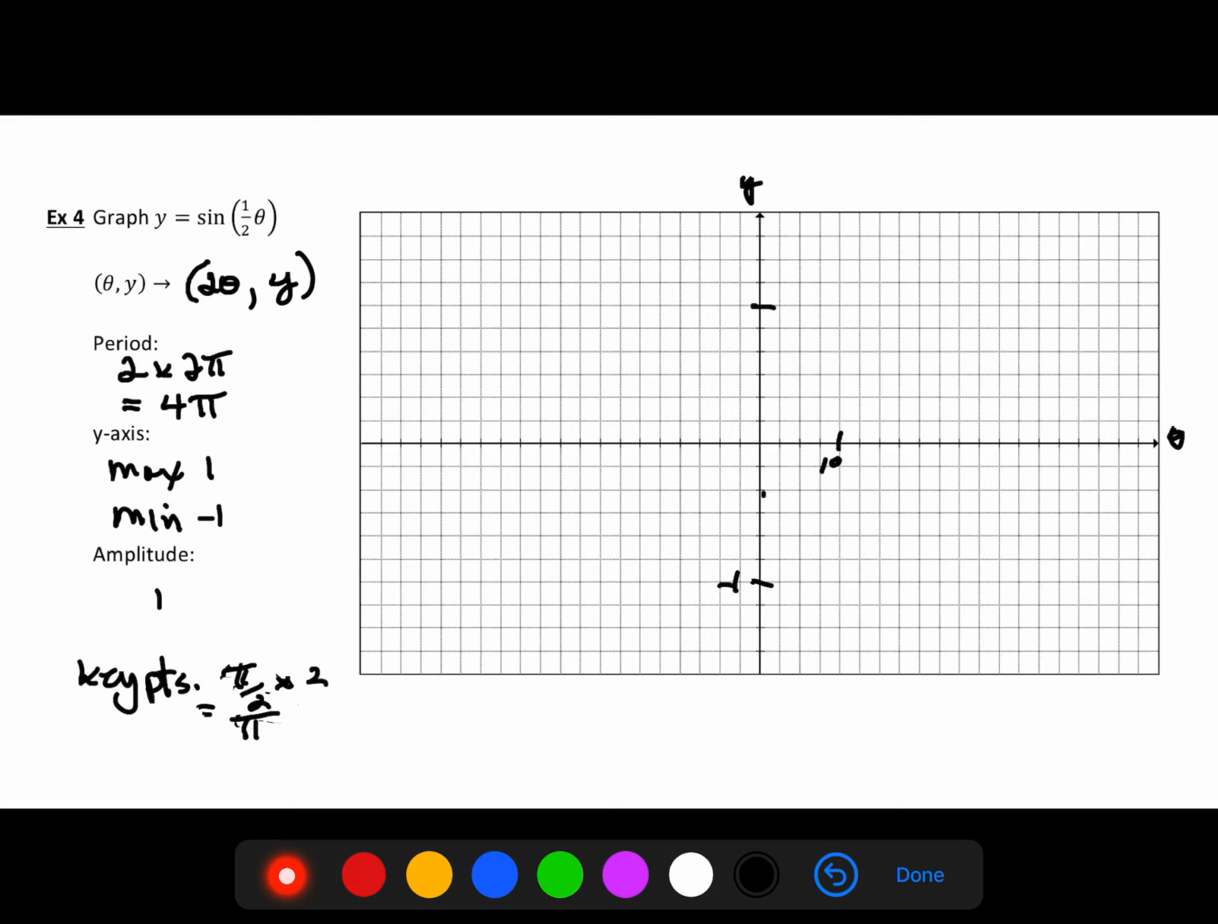So again, labeling. We just need to go up to 1, down to -1, and every 4 blocks now we're going to have pi, and remember 4 pi is 2 rotations, which is in degrees 720.